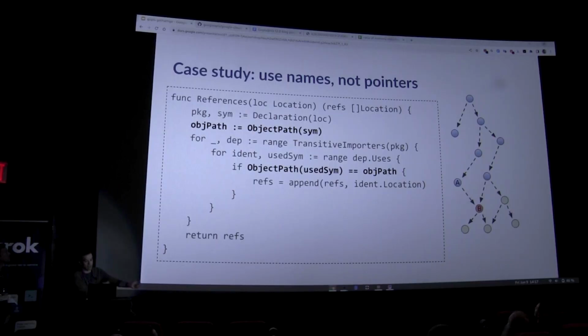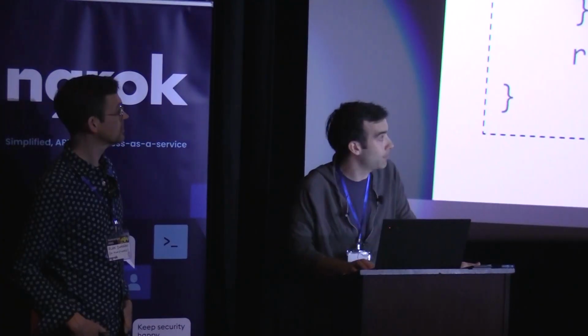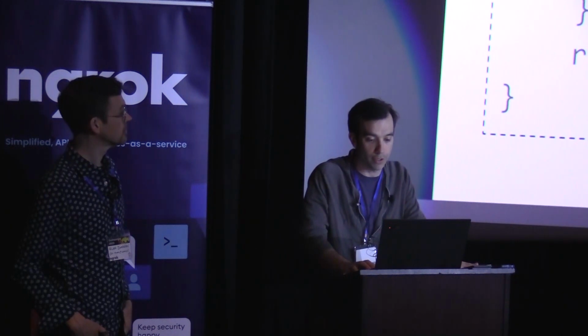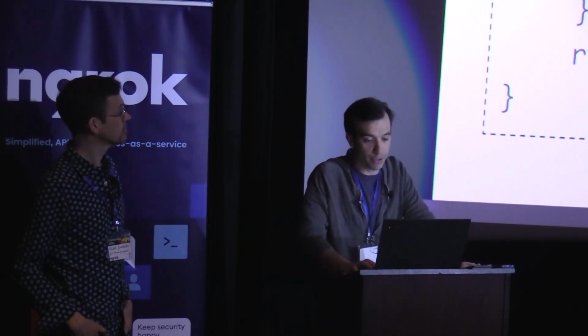So using export data means that we can type check each package independently. But then we no longer have a pointer relationship between symbols. In this picture, the data structure representing a symbol in B, when we type check B, won't necessarily be the same exact data structure that we see when we type check A. So we can't compare pointers. Instead, we need a naming scheme. And for this, we'll use something called an object path, which can describe any package level symbol with a string, any exported symbol with a string.